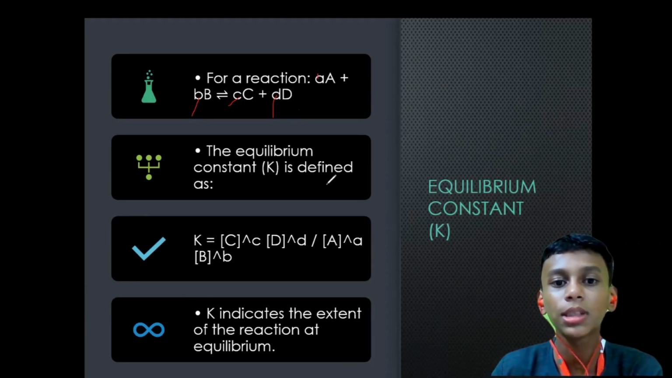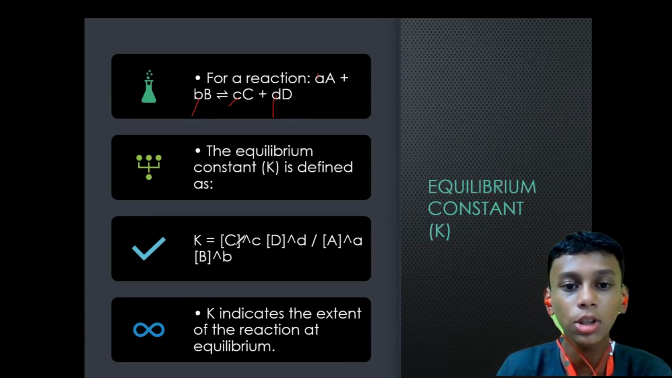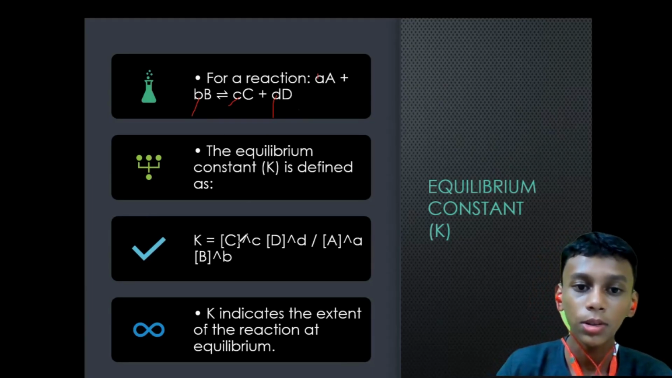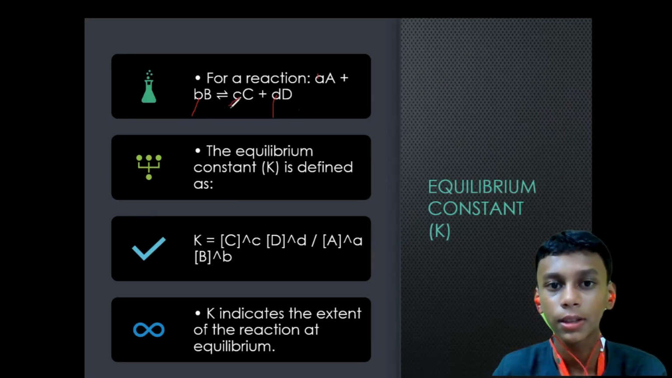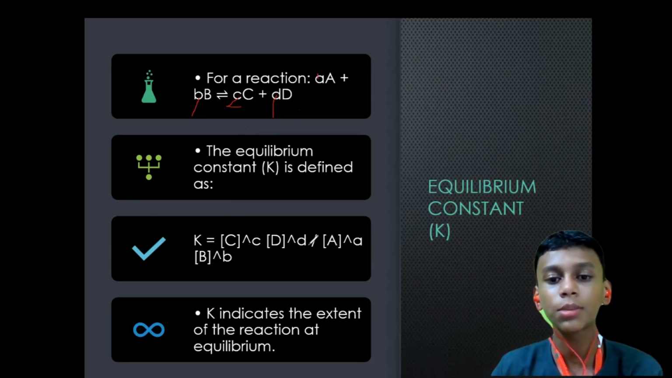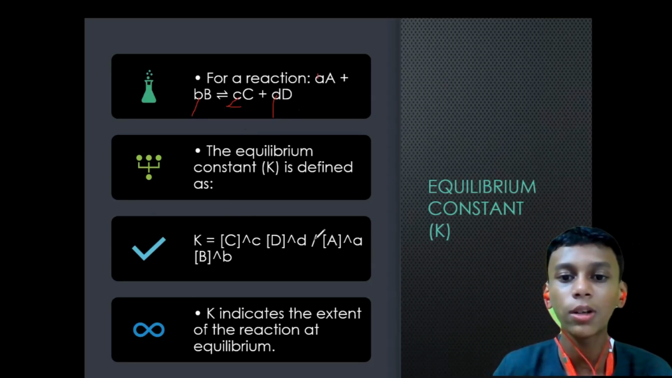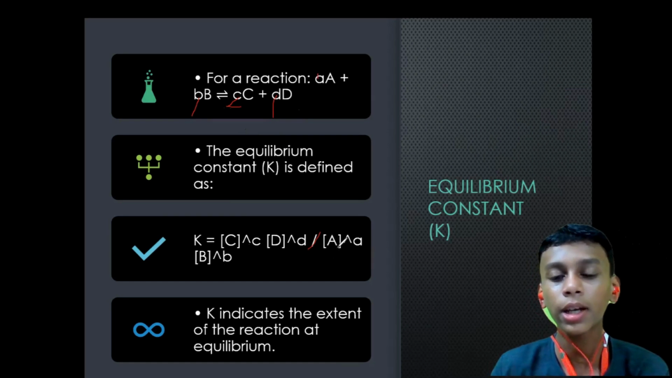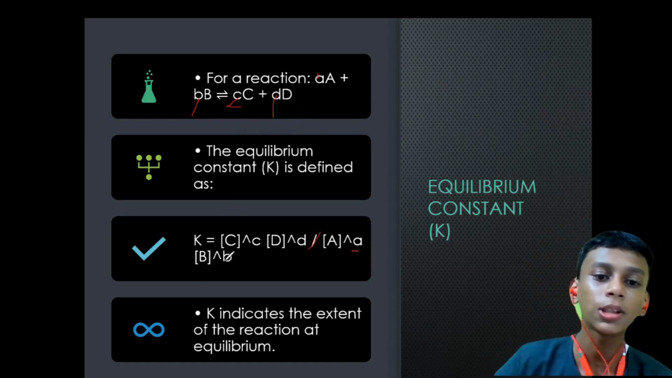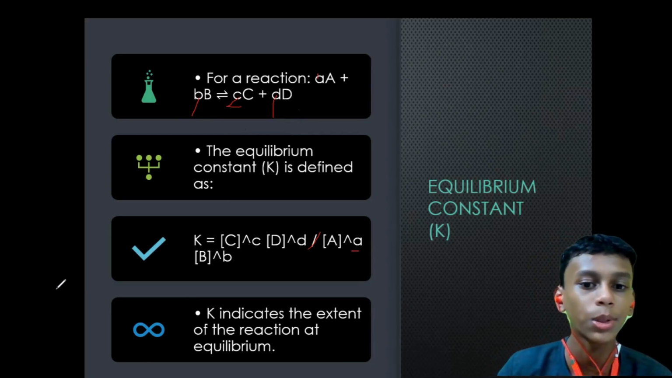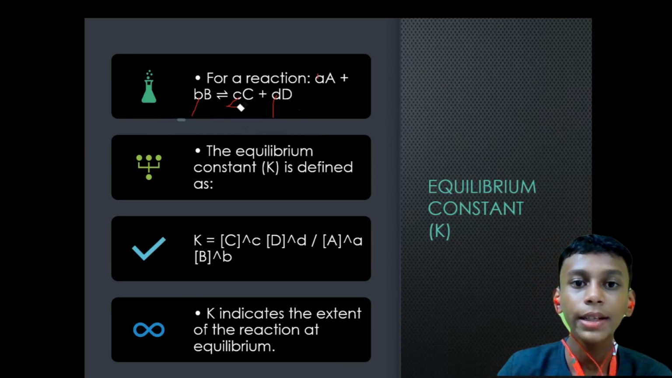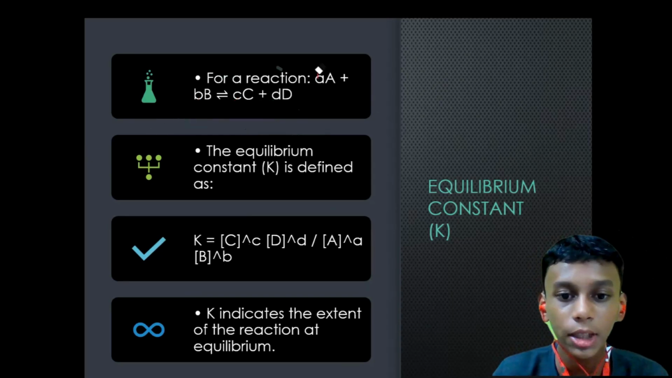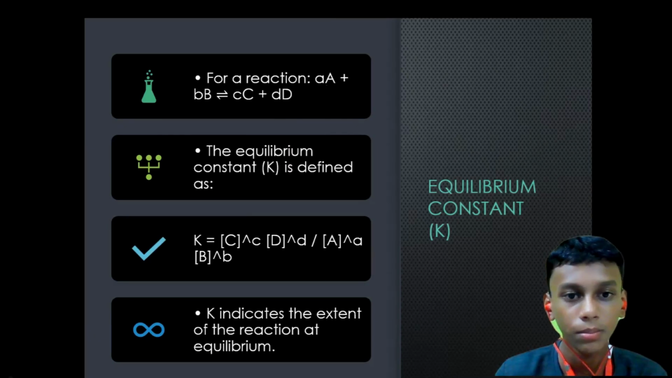The equilibrium constant is defined as K equal to the concentration of C raised to its stoichiometric coefficient and the concentration of D raised to its stoichiometric coefficient, divided by the concentration of A raised to the stoichiometric coefficient of A and the concentration of B raised to the stoichiometric coefficient of B. And K indicates the extent of the reaction at equilibrium.